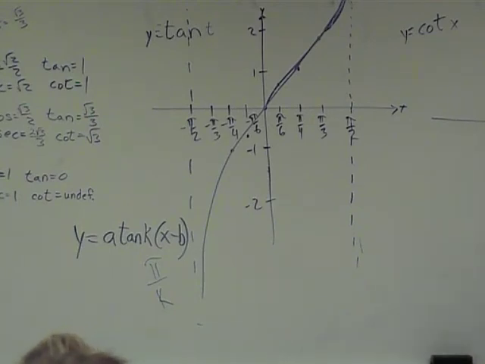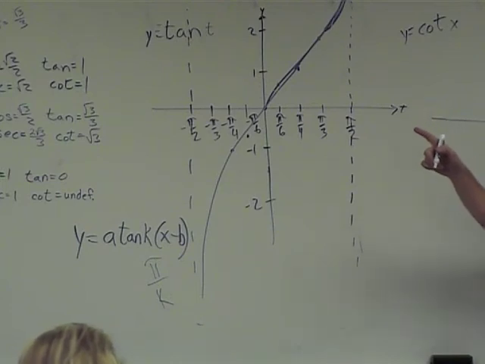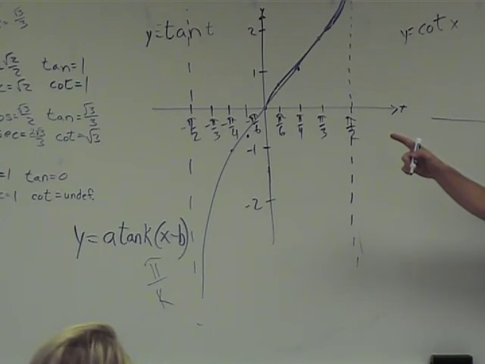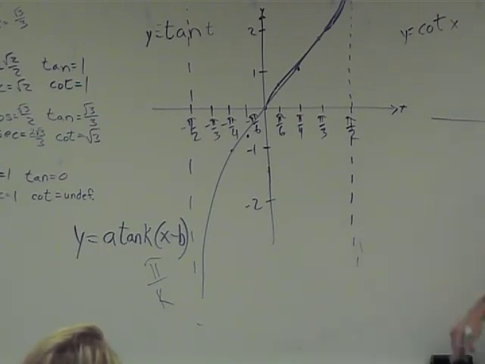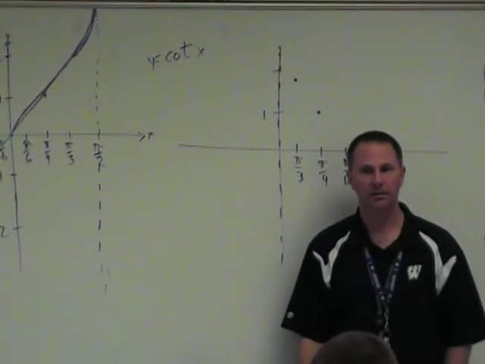What's it at pi over 3? What is the square root of 3 over 3? 0.57. For sake of time, I'll answer for some of these for you. Pi over 6. Cotangent of pi over 6 is the square root of 3, which is 1.7. Use your calculator.